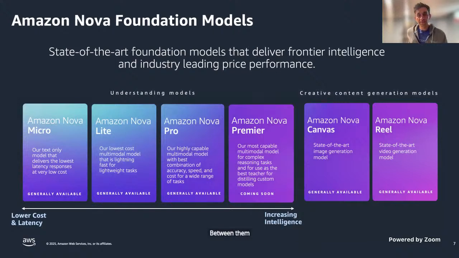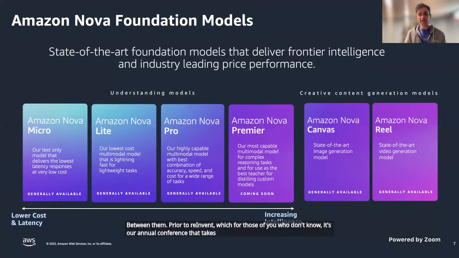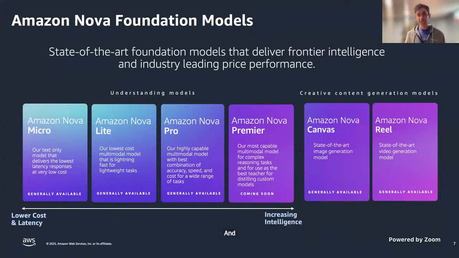And prior to reInvent, which for those of you who don't know, it's our annual conference that takes place right after Thanksgiving, we had the Amazon Titan model family of large language models. And at reInvent, we announced the Amazon Nova Foundation models. And these are new generation, state-of-the-art foundation models that deliver frontier intelligence and industry-leading price performance.